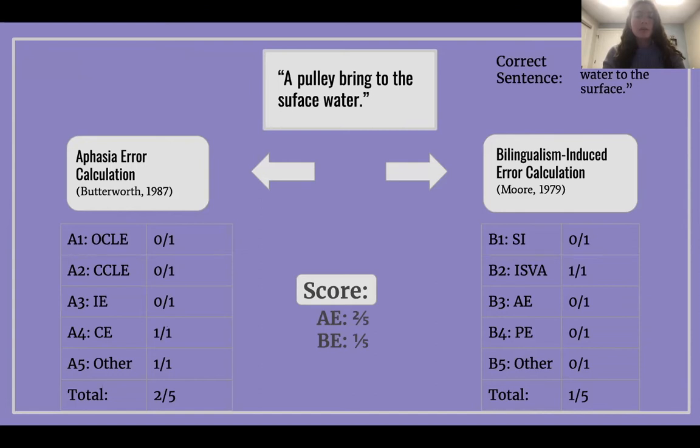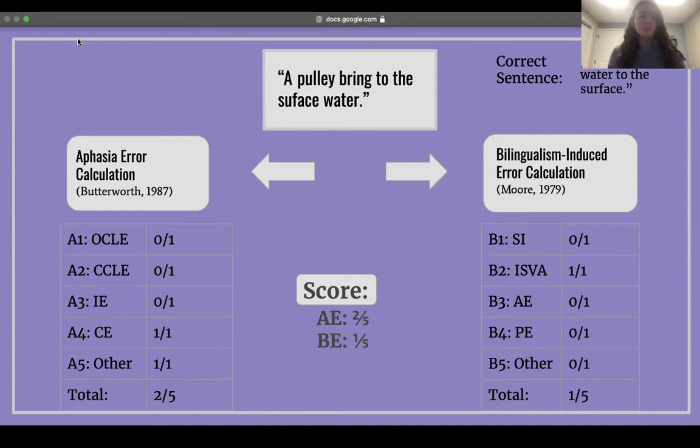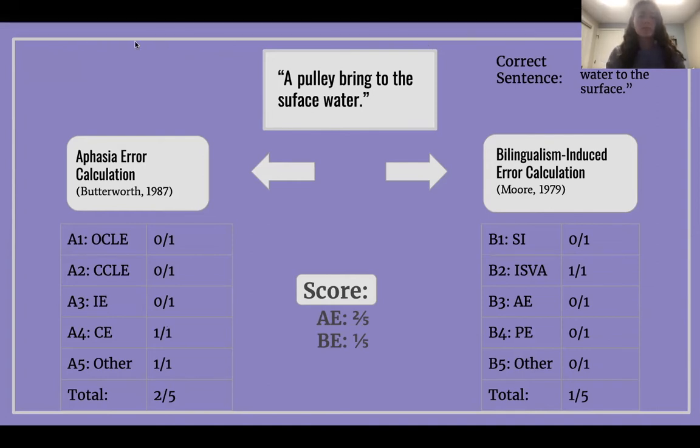For example, this sentence receives a 2 out of 5 on the aphasia error calculation because the words are out of order and the word surface is said incorrectly.